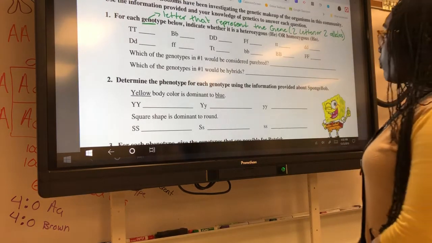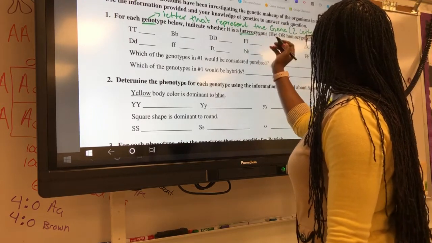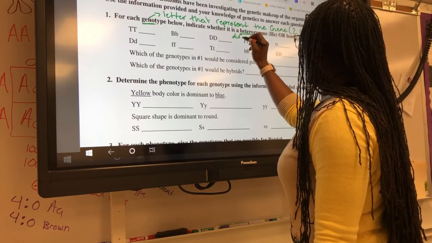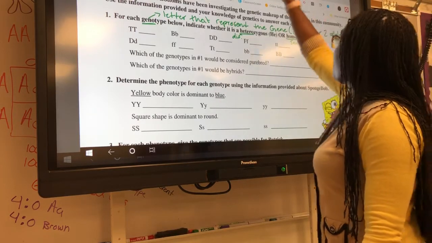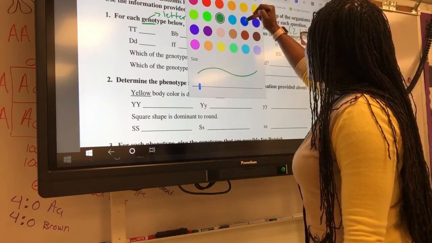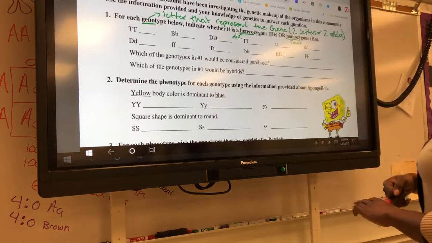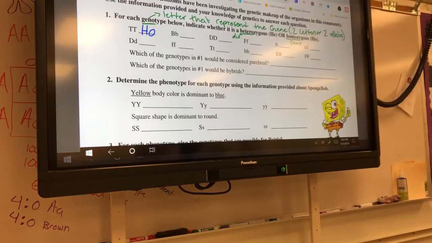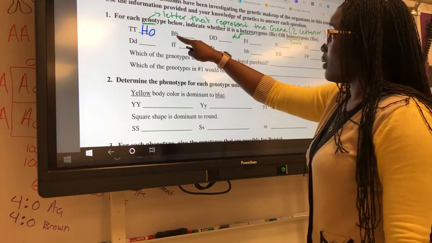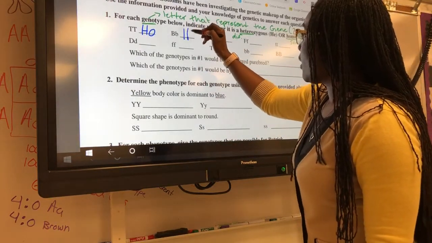Alrighty. So remember, if it's homozygous, you put an HO. If it's heterozygous, you put an HE. Remember, hetero means different. Homo means same. All right, I'm gonna do a couple examples with you, and then you're gonna continue finishing on your own. Okay, so capital, capital. They are the same, so therefore that is homozygous. Say homozygous. Homozygous. Then, this one here, are they different? Yes, so therefore different is heterozygous, and you put an HE.